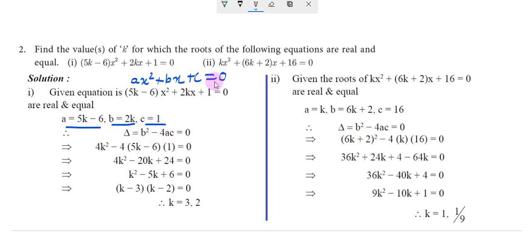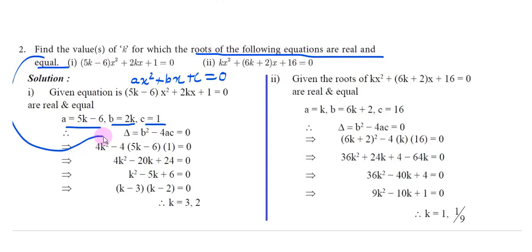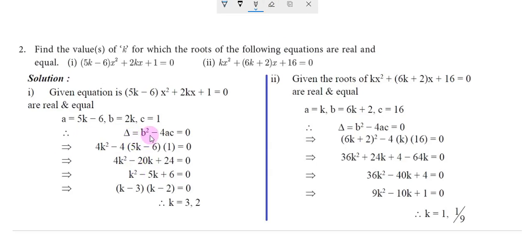Okay. Now the roots are real and equal, you know. So using this concept we may write del equal to 0. I repeat, roots are real and equal, so that del equal to 0. Understood? Okay, del value is b square minus 4ac. So b square minus 4ac equal to 0. Okay, now apply its values.